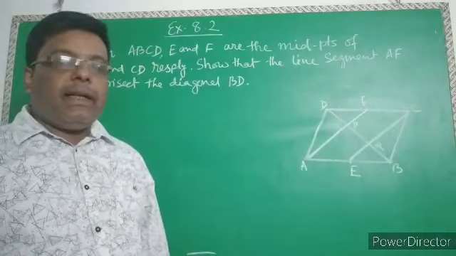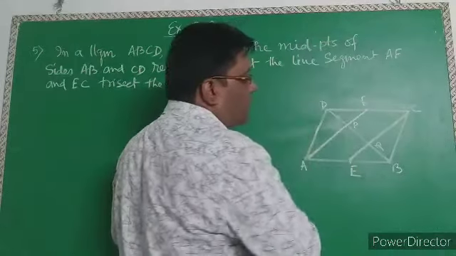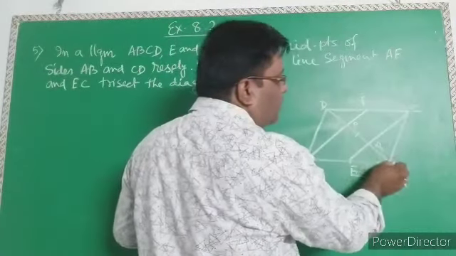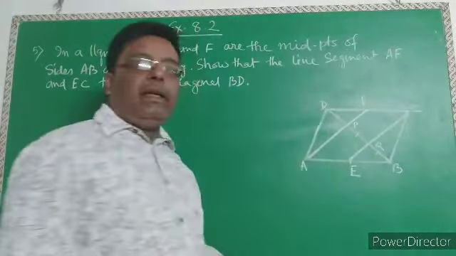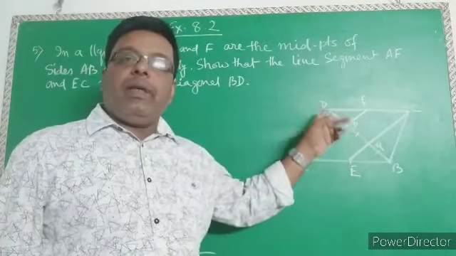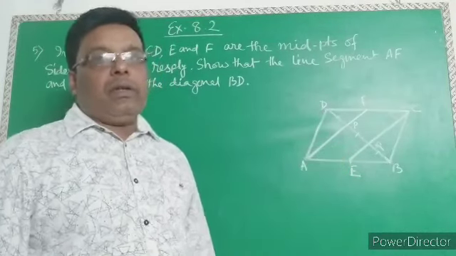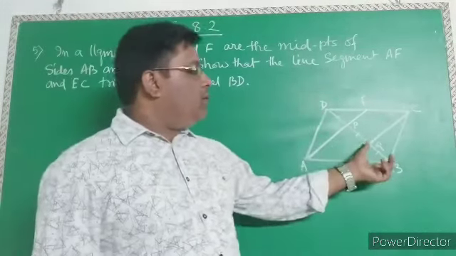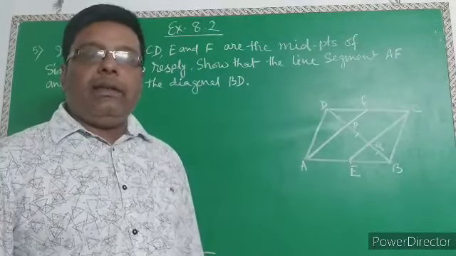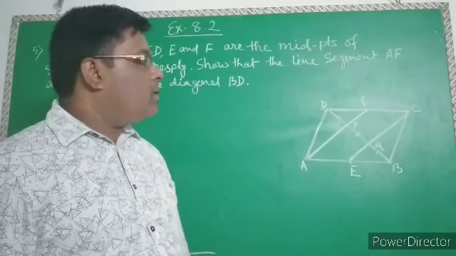That means these two lines trisect, that is, equally divide it into three parts. We have to show DP, this part, is equal to PQ, this part, is equal to QB, this part. That is, BD is trisected, that means BD is divided equally into three parts. That is, BQ, PQ and DP are three equal parts. So, how do we solve it?